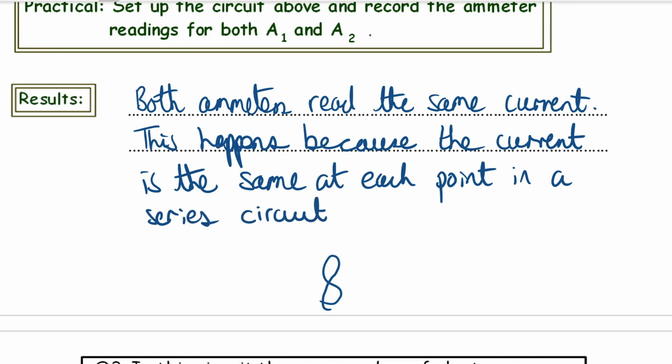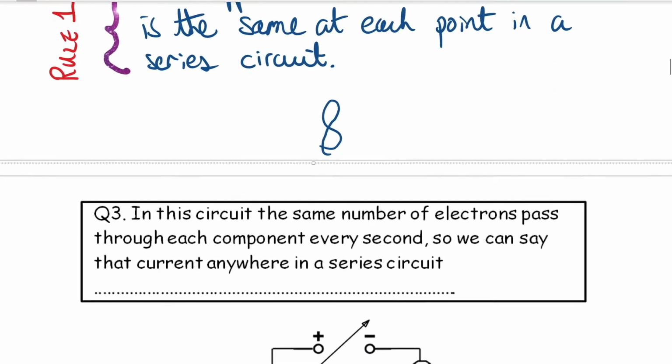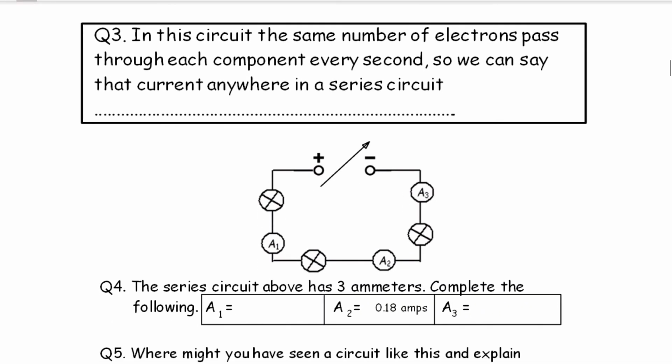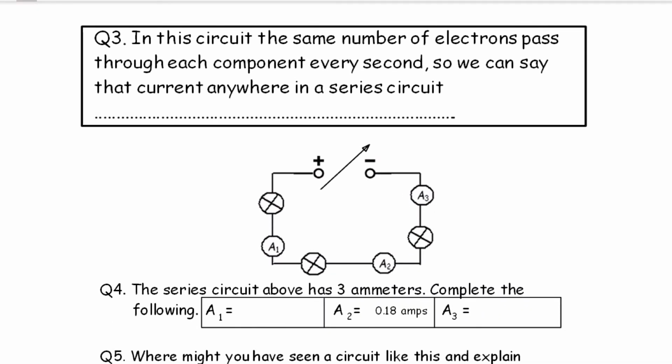So let's be clear on what that is. That is actually rule 1. Oh, unusual choice of pen. Let's change the colour. Rule 1. That's the first thing you've got to remember. Question 3. It says, in this circuit, the same number of electrons pass through each component every second. So we can say the current anywhere in a series circuit is the same.